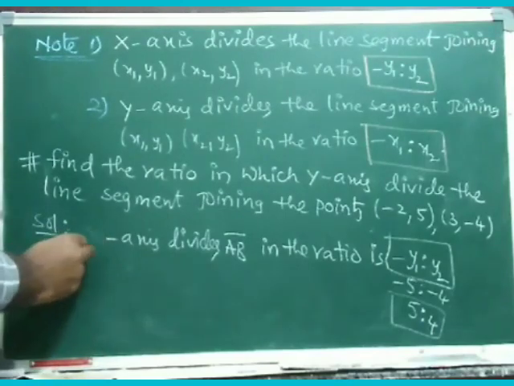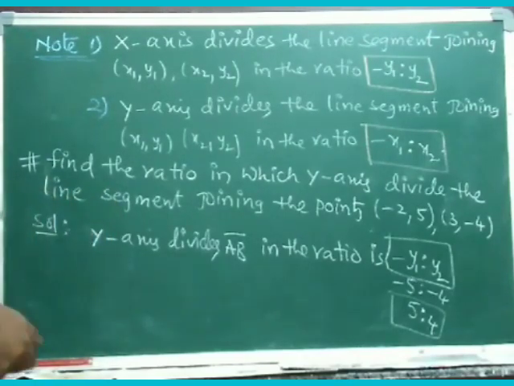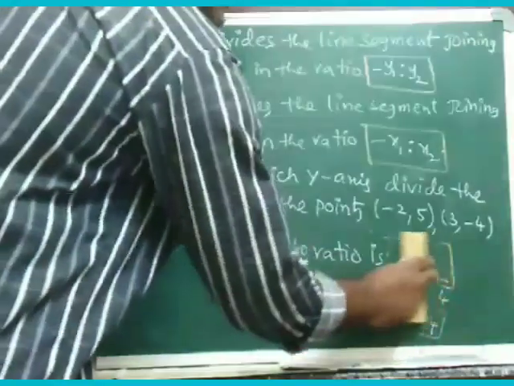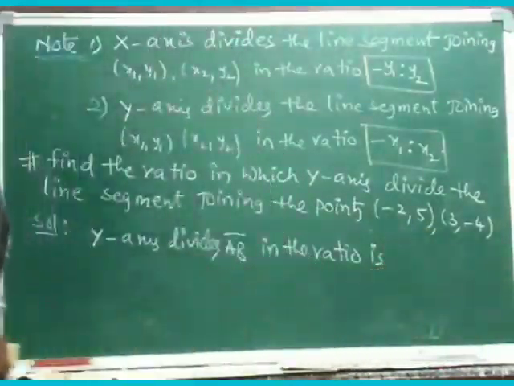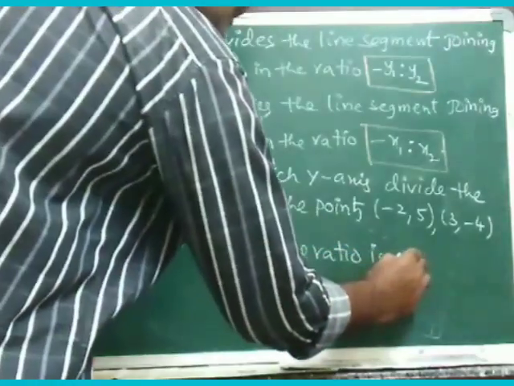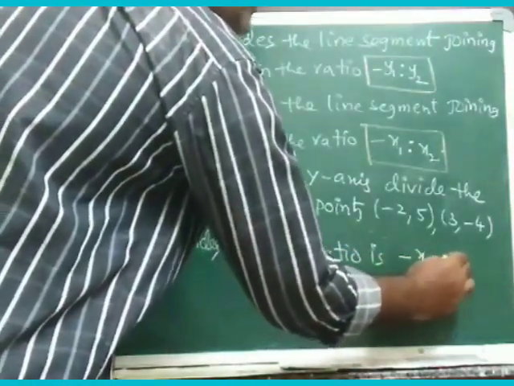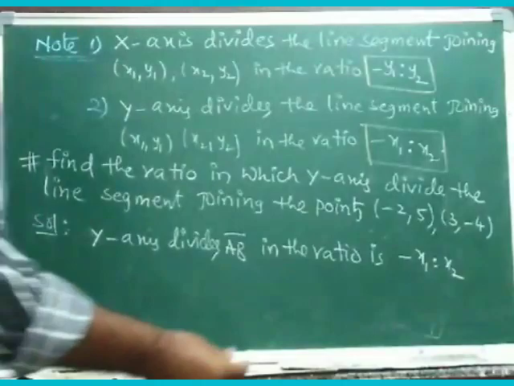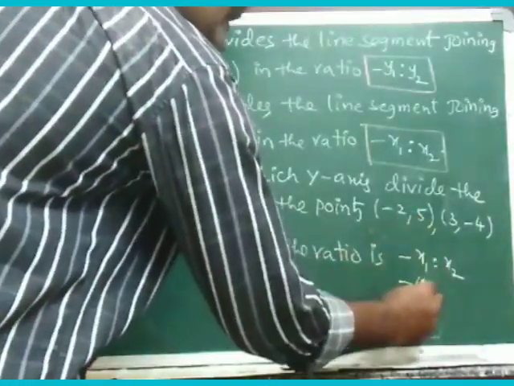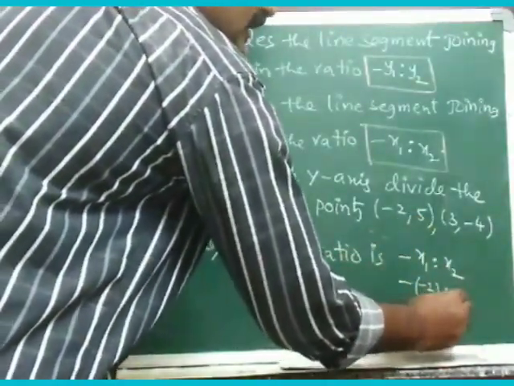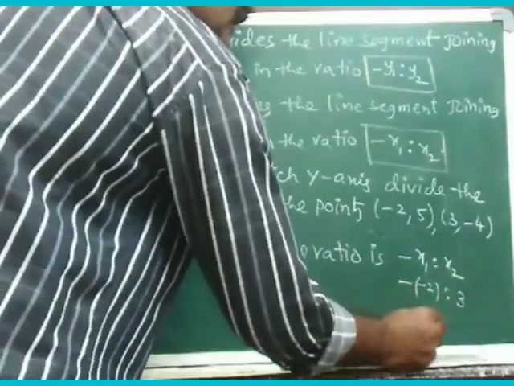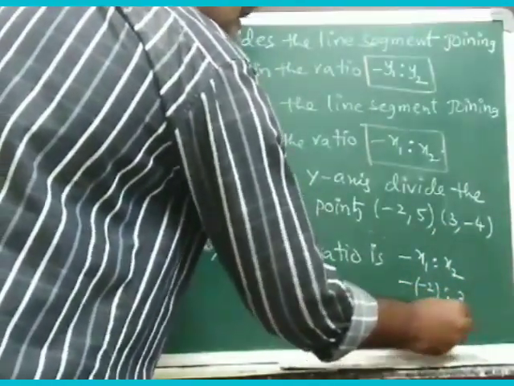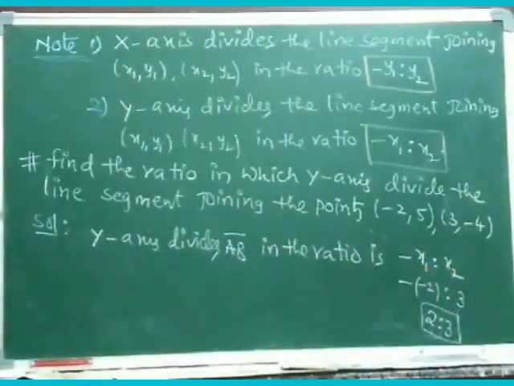Suppose the question is to find the ratio in which the y-axis is dividing. Hence, what is the formula this time? The y-axis divides the line segment AB bar in the ratio -x1 is to x2. So -x1 is nothing but -(-2) which is 2, and x2 is 3. So minus into minus is plus, hence the answer is 2 is to 3.